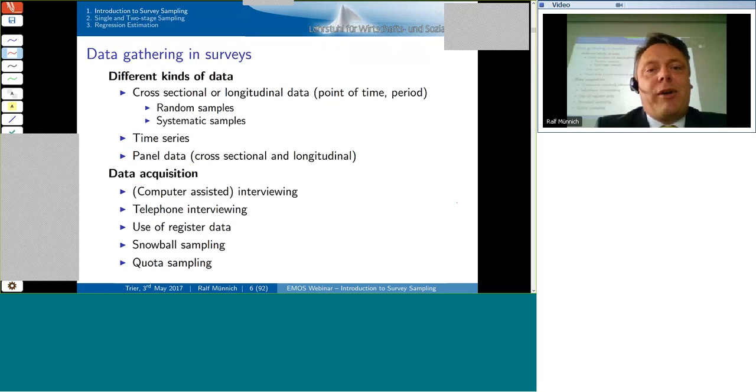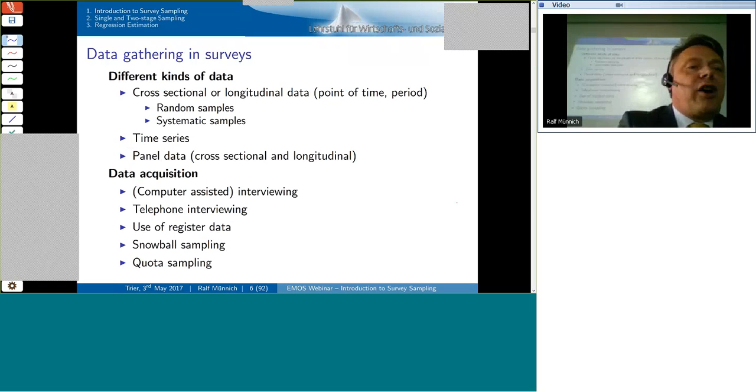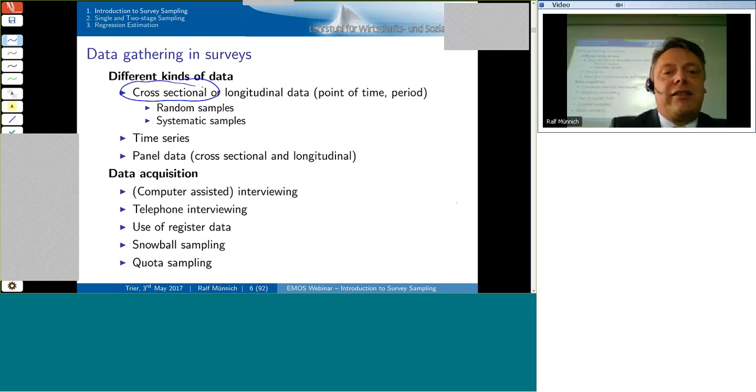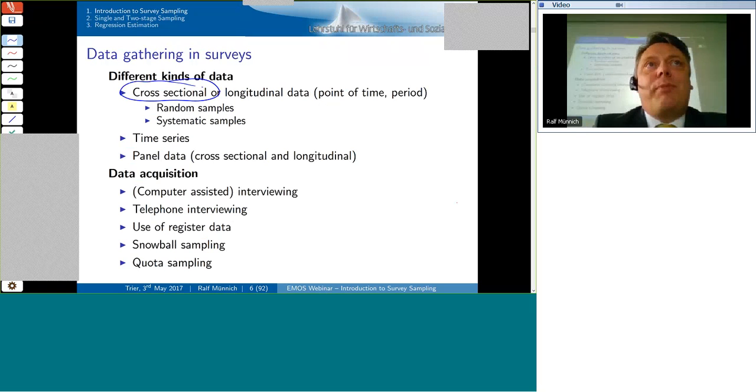When talking about data gathering in surveys, we have different kinds of data to consider: cross-sectional, longitudinal data, then time series and panel data. To be honest, today we focus more or less only on cross-sectional data. Certainly, rotational panels are used as well, but the main focus currently in the sampling we do is on cross-sectional purposes, so that's what we consider here. There are theories, of course, like for rotational sampling schemes and others, but we cannot do everything.